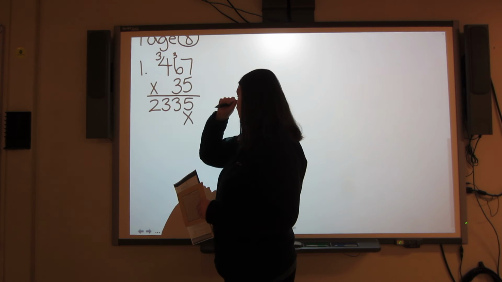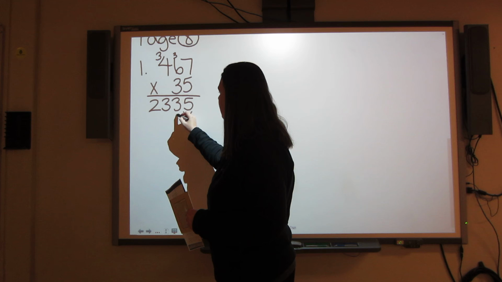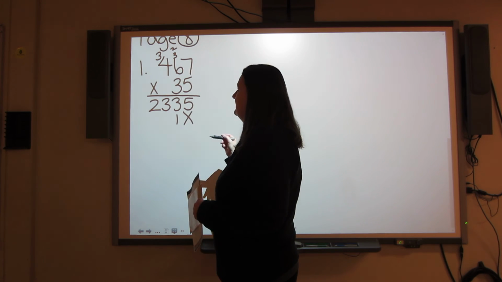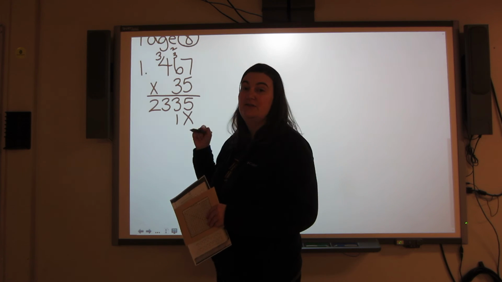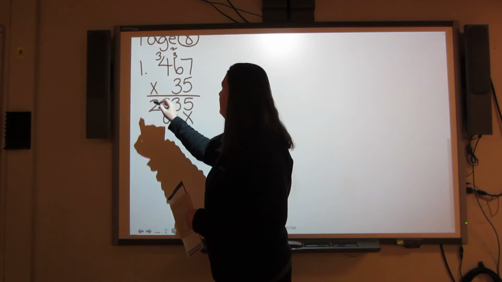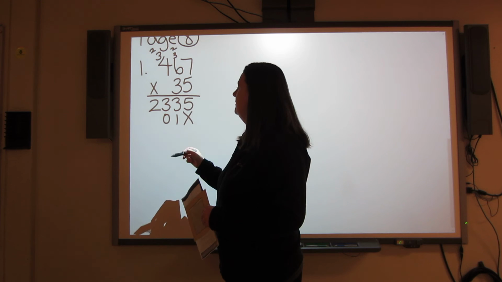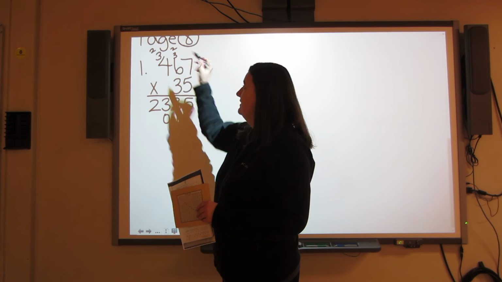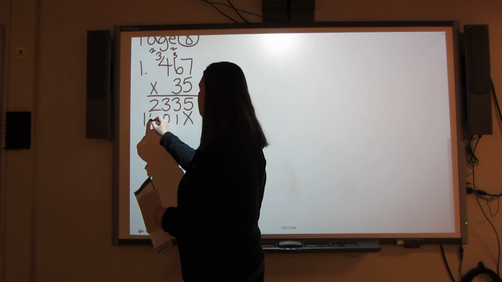3 times 7 is 21. Carry your 2. 3 times 6 is 18, plus the 2 that you carried is 20. Carry your 2. 3 times 4 is 12. Plus the 2 that you carried is 14.